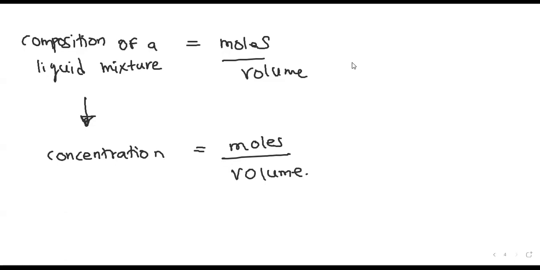So copy it like this, and then we have to write a point under this. This way of expressing the composition of a liquid mixture, in terms of moles over volume, is called the concentration. It's called indicating the concentration of a solution.